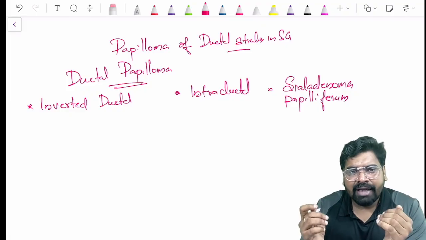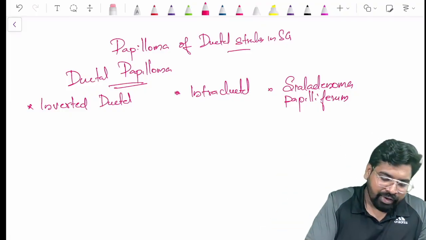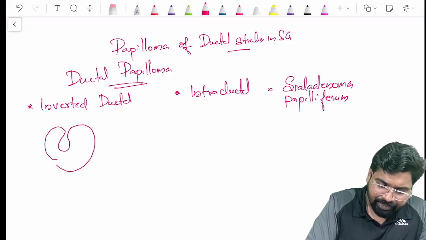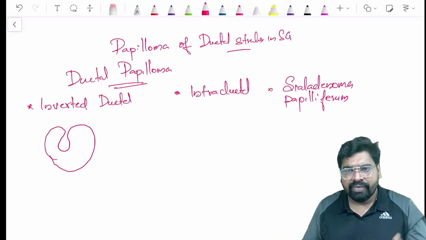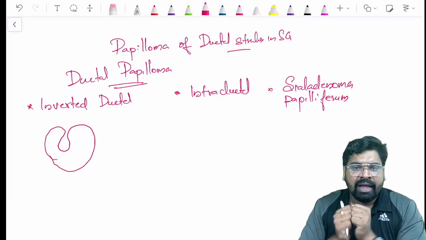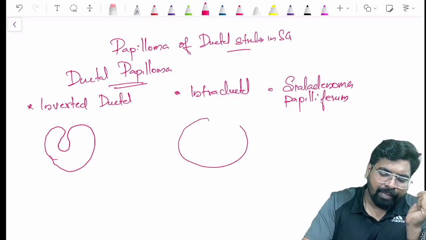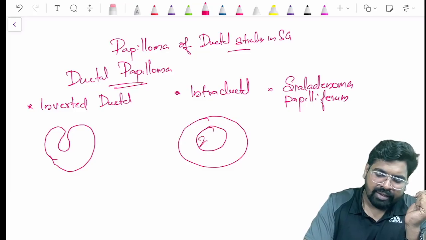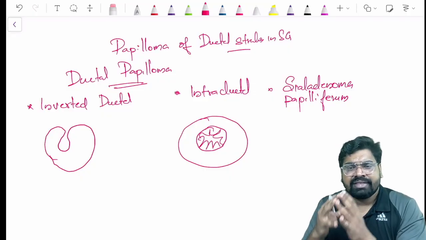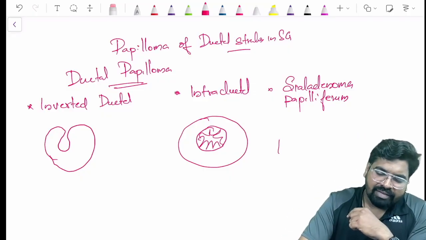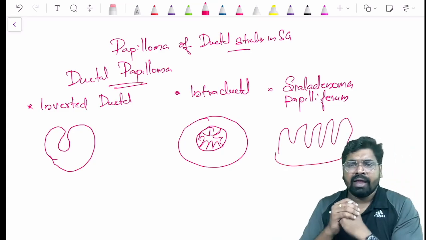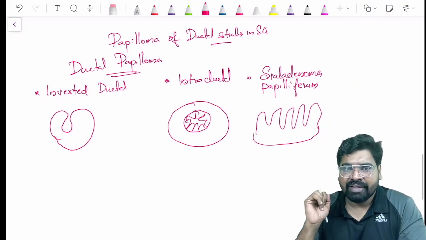As the name indicates, inverted ductal means it will grow inverting into the tissue, into the connective tissue, into the minor salivary gland. Intraductal papilloma means these papillomas occur within the duct of the salivary gland. Sialadenoma papilliferum will look like papilla in the oral cavity. Now I will tell you what the difference is.